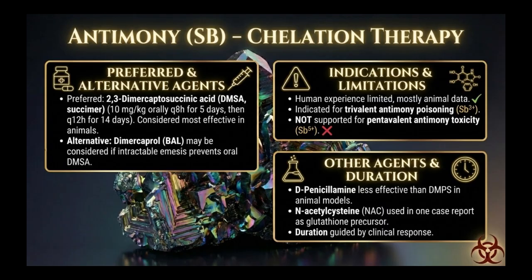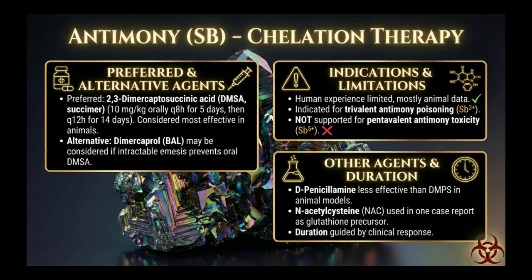Additionally, N-acetylcysteine has been used in at least one case report as a glutathione precursor to facilitate conjugation with antimony and promote its excretion through enterohepatic pathways. For toxicity related to pentavalent antimony, current data do not support the use of chelation therapy. The duration of chelation treatment should be guided by the clinical response of the patient.